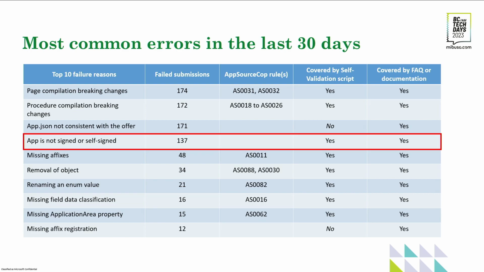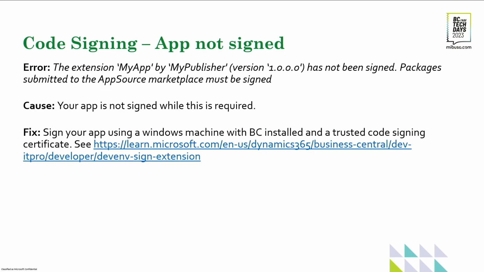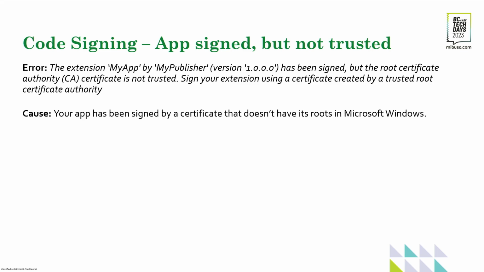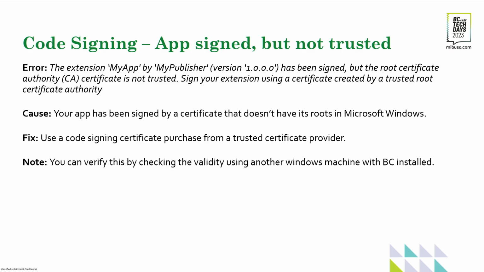We're also seeing pretty often errors related to code signing. So the app is not signed or has been signed using your own certificates. So if your app is not signed, then you have to sign it. As mentioned earlier, we have documentation for that. The other case that we see a lot is that the app is signed, but the certificate that was used was not trusted. It means you used your own certificate, and then you need to use one that has its roots in Microsoft Windows, and for that you can purchase it from a trusted certificate provider.